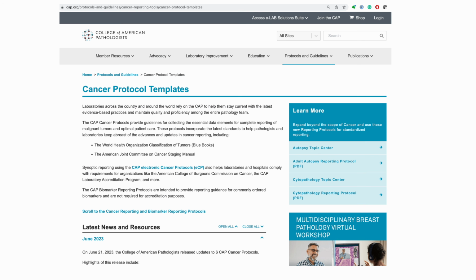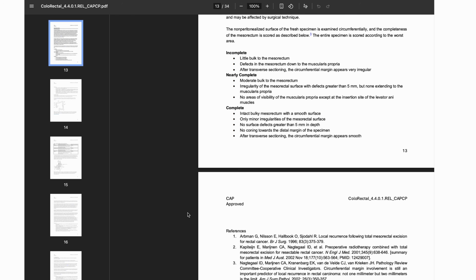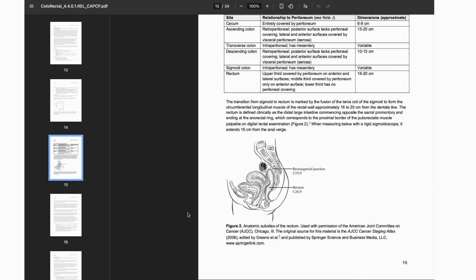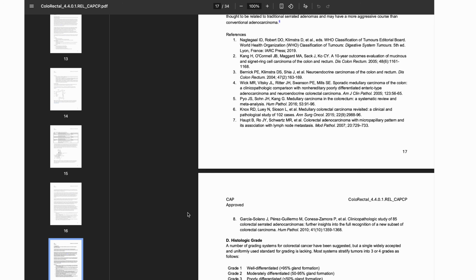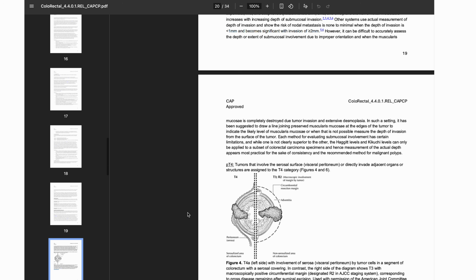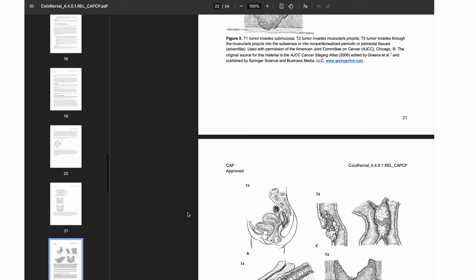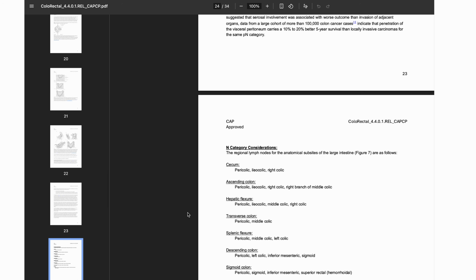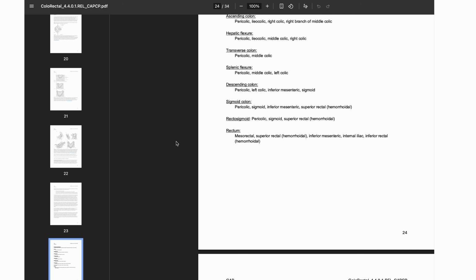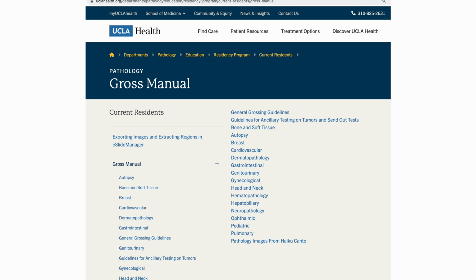At this point, I also want to emphasize this website, cap.org, Cancer Protocol Templates. When you go to this website, you will see all the recent cancer protocol checklists, so you can open the PDF before grossing a specimen and see what are the most important aspects of that specimen for grading and staging. There is also the CLA gross manual, it's online. You can click and go through the specimens that you are going to gross. It's a very nice and handy website.